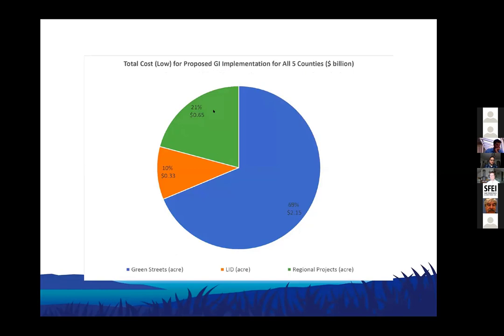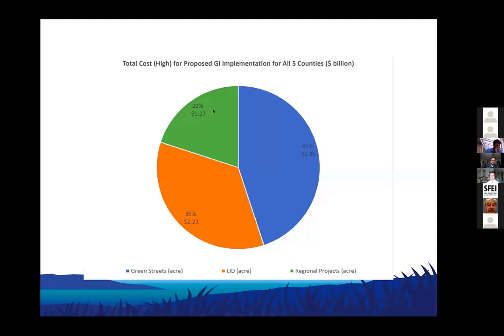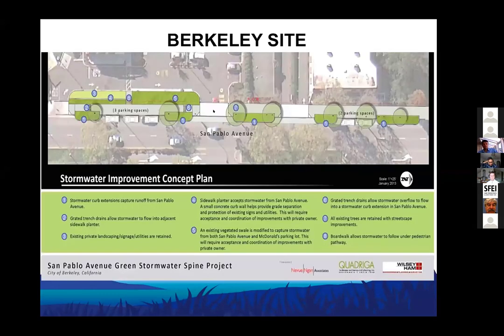And then there are the costs to this. We were able to do cost projections from a low end to a high end. Basically the low end cost of doing all of the work would be about $3.13 billion. And the high end of this work is about $6.35 billion. This work is expensive.